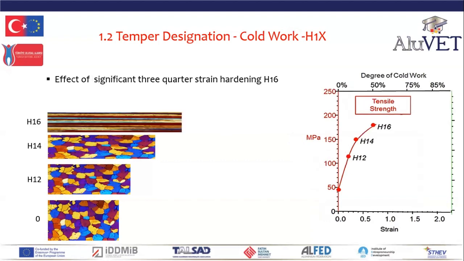As the degree of strain hardening continues to increase, so the degree of work hardening continues to increase, the deformation of the H16 grains, 3/4 hard condition, is now very significant, with the grains being totally distorted and permanently elongated. And the significant deformation increases the strength to the H16 plot.